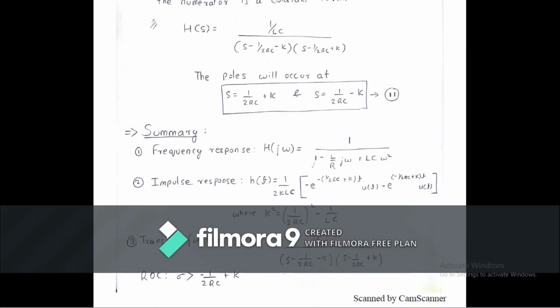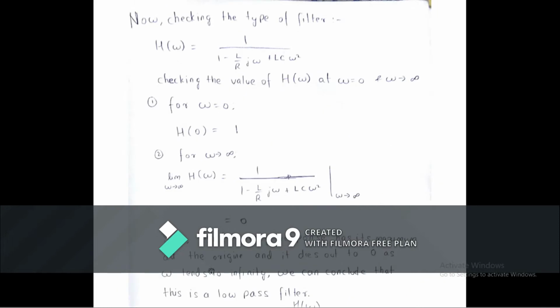So in summary, we find that the frequency response, that is H of omega, is this. The impulse response, that is h of t, is this over here, where k squared is equal to 1 by 2RC squared minus 1 by LC. And the transfer function is this over here, with the region of convergence being sigma greater than minus 1 by 2RC plus k.